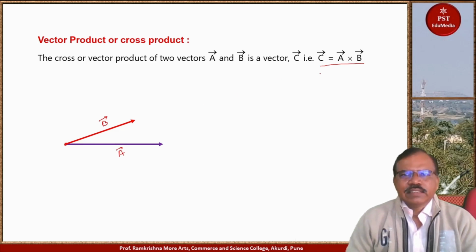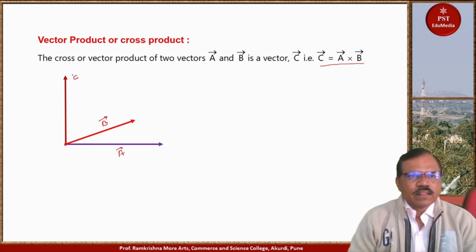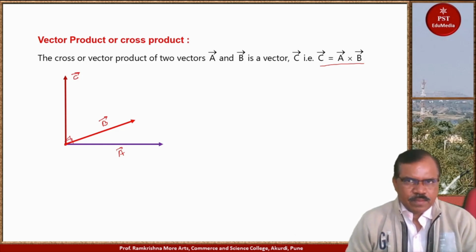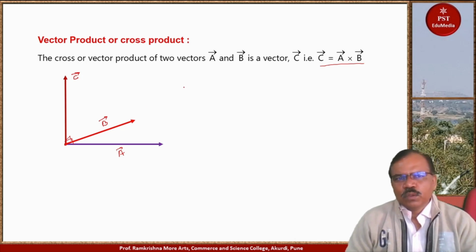Then what is vector C? Vector C is this vector, and actually this vector C is perpendicular to B as well as perpendicular to A. So this vector C is perpendicular to A and perpendicular to B.